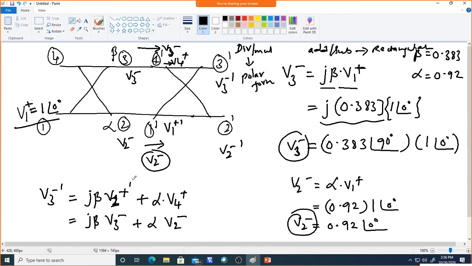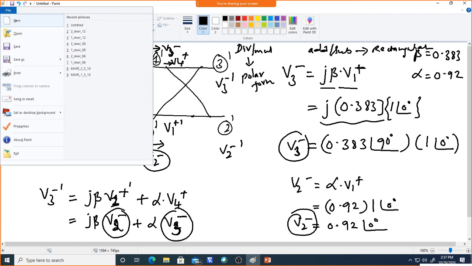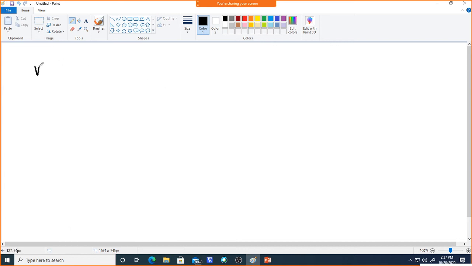Sorry, so here V1 plus is nothing but V2 minus and alpha, this is V3 minus. So now we know already V2 minus and V3 minus. So here we have calculated, and correspondingly the same values you can put and you can find out the final V3 minus. Okay. So now what is V3 minus dash, which is nothing but j beta into V2 minus plus alpha into V3 minus.